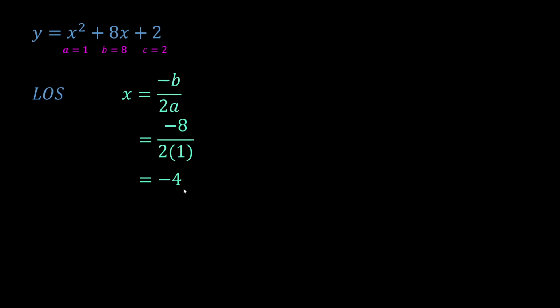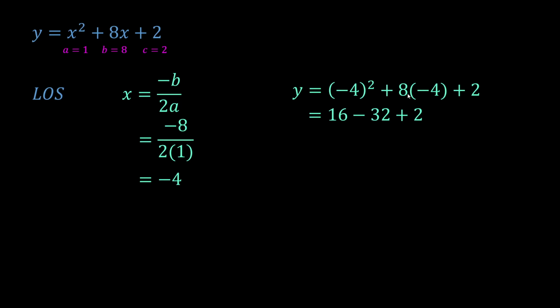Now we need to find the y coordinate at that point, because that is where our turning point is. So I'm going to put negative 4 into my equation up here, just like this. So negative 4 squared plus 8 times negative 4 plus 2, according to this equation. Let's simplify that. Negative 4 squared is 16. 8 times negative 4 is negative 32 plus 2. We simplify that down to negative 14. Now our turning point is (negative 4, negative 14). That's what I've just established through this method here.